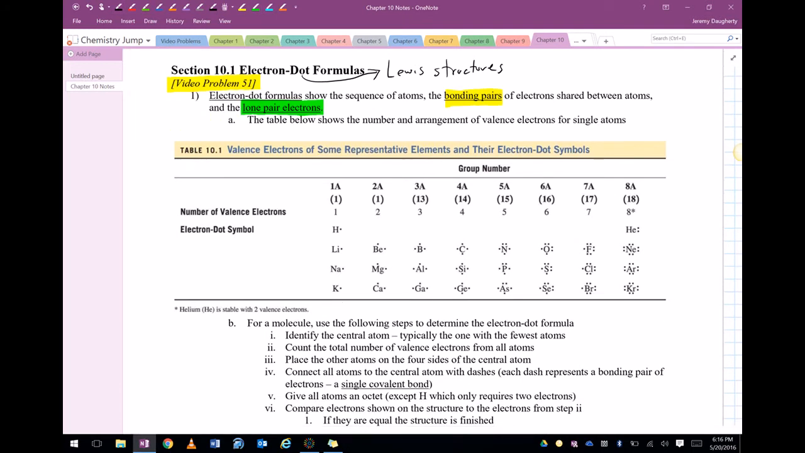So you should remember back to valence electrons for single atoms. The alkali metals have one valence electron, the alkaline earth metals have two. Boron family, carbon family, nitrogen family, oxygen family, the halogens, and the noble gases, except helium, which has two dots there.